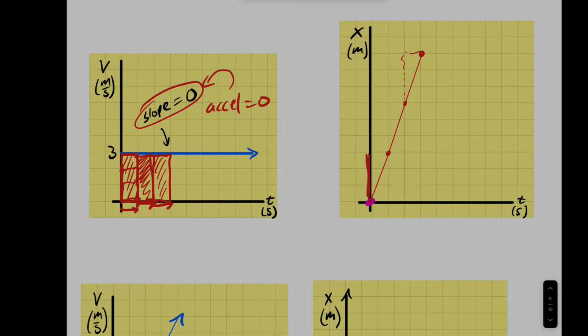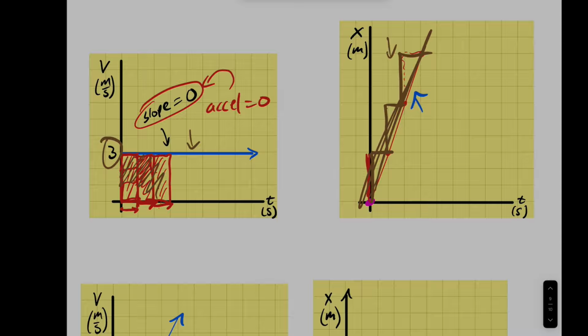Now before I scroll down to the next graph, I want to point something out. Over here, the rate at which your position changed was your velocity. In this case, my position was changing, if I follow the line through, up 3 over 1, up 3 over 1, up 3 over 1. So the rate of change here, in other words, the slope on my position graph, was equal to my velocity. And since the slope here wasn't changing, the velocity wasn't changing.